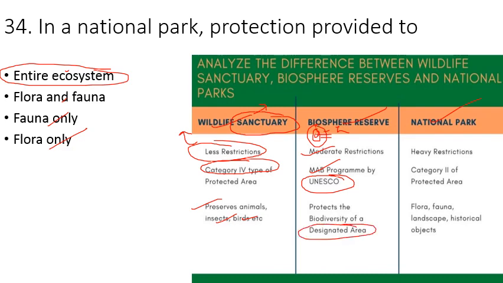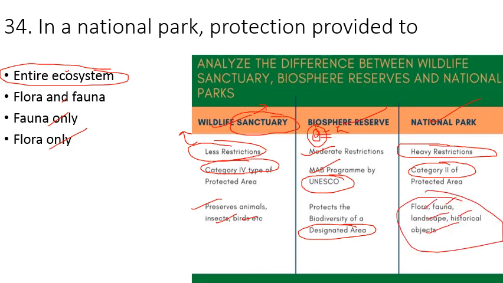Next we have national parks. There are heavy restrictions, and human activities are not allowed. It falls under category 2 of protected areas. Here flora, fauna, landscape and historical objects are all protected. So the entire ecosystem is protected here.